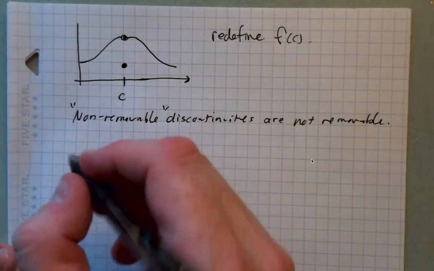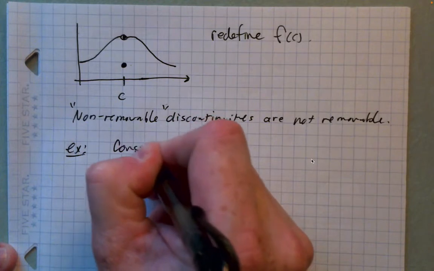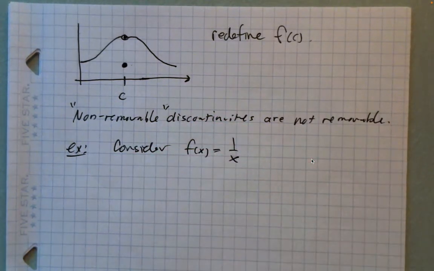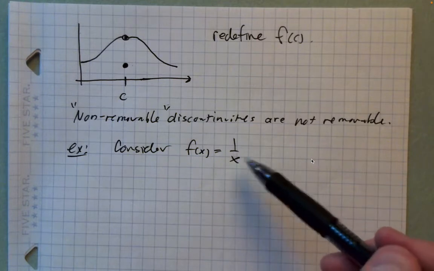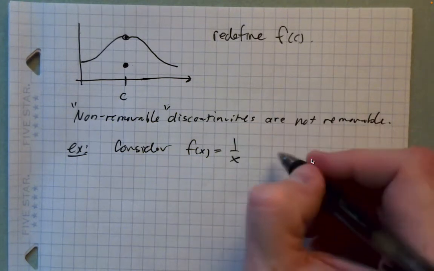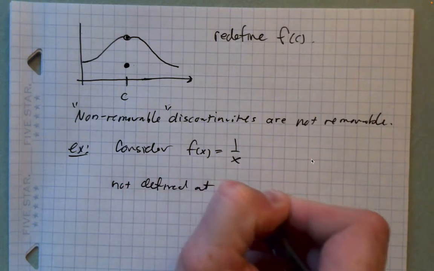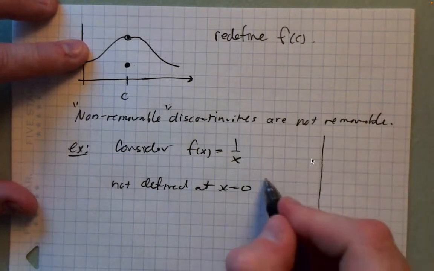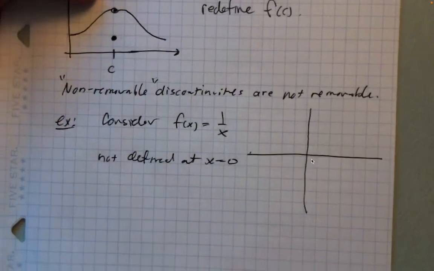An example of that would be something like, consider f of x equals 1 over x, for example. That's a good example of a function with a non-removable discontinuity. We know that the function is not defined at x equals 0. Now if you look at this function, it'd be kind of obvious why this discontinuity at x equals 0 is not removable.